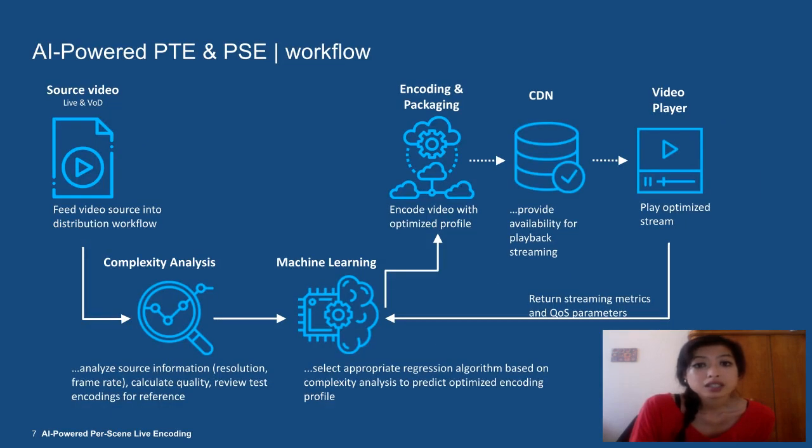As you can see on slides 7 to 8, we've developed a workflow with integrated machine learning models that can be adapted for per-title, per-scene, and live encoding. First, a source video is fed into the distribution workflow. The source video's complexity is analyzed, such as resolution size, frame rate, etc. A regression algorithm is used to predict the optimized encoding profile, which is then applied to the video for production encoding. The encoded video can then be made available for playback streaming. In a live streaming scenario, 5-second clips are cut and analyzed in parallel.